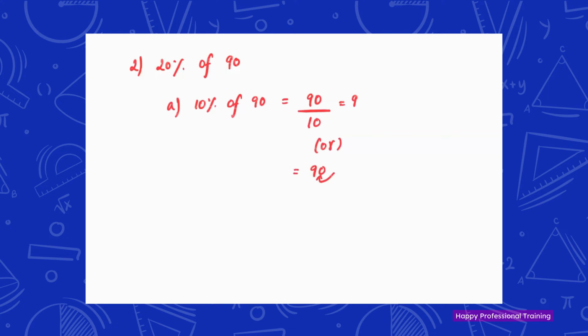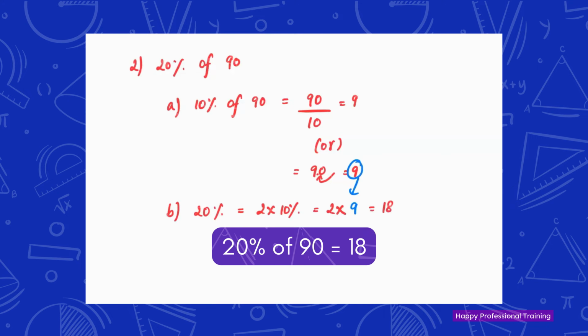Let's move to the next example. Now let's find 20% of 90. To do that, what we have to do? First, we have to identify 10% of 90. How do we do that? 90 by 10, which is equal to 9. Or by moving the decimal one place to the left, which is equal to 9 here. We'll find 20%. What is 20%? It is 2 into 10%, and we already have the answer for 10%, which is 9. So 2 into 9 equal to 18. Therefore, 20% of 90 is 18.